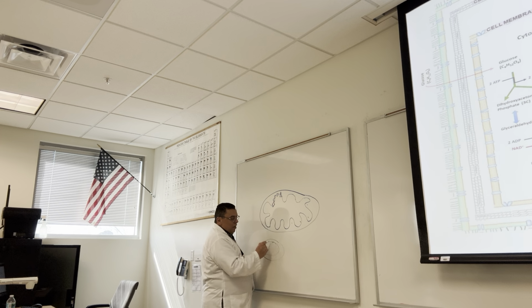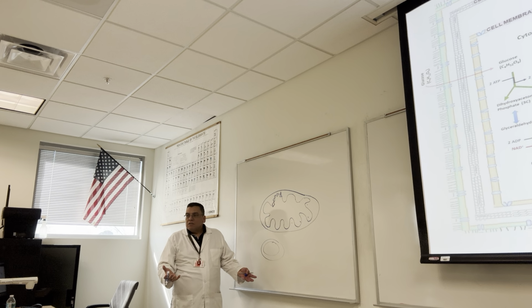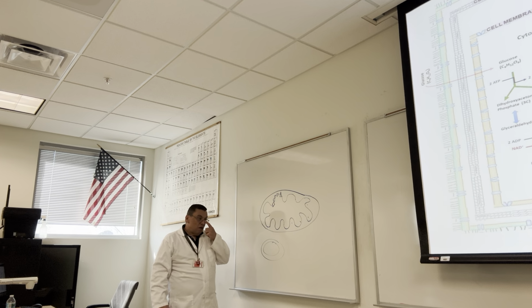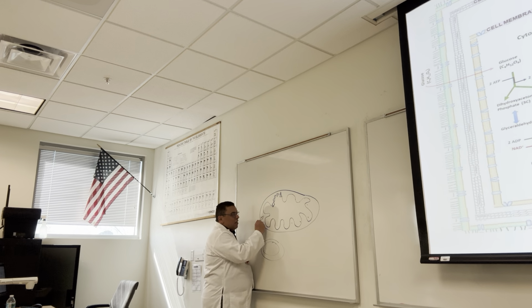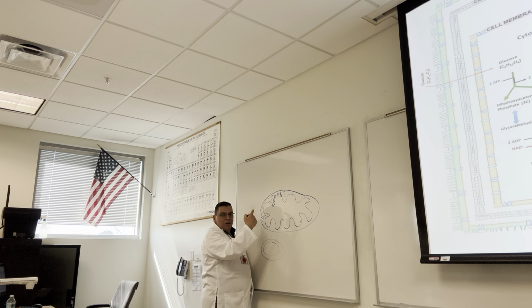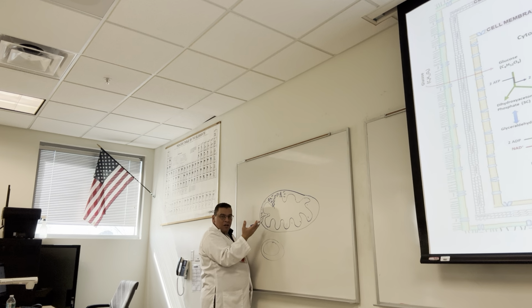If you only had this you won't have enough space to have a lot of these complexes. So surface area for maximum efficiency. On top of that, you need this space. This space is very important. Why? Because that's where the hydrogen is gonna go. When the complexes pump hydrogen, that's where the hydrogen is gonna go.